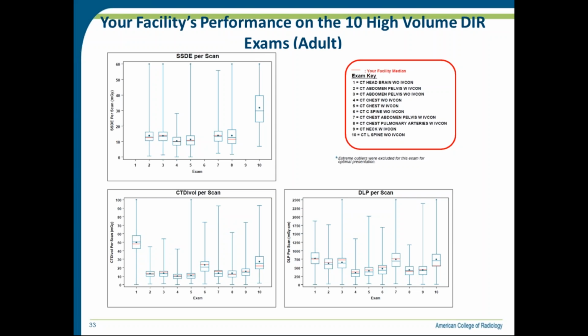The red line is, as usual, your facility median, and each of these boxes represents DIR. So you can see where your facility falls with respect to DIR. If you do not see a red line, though, that means your facility did not do that exam.